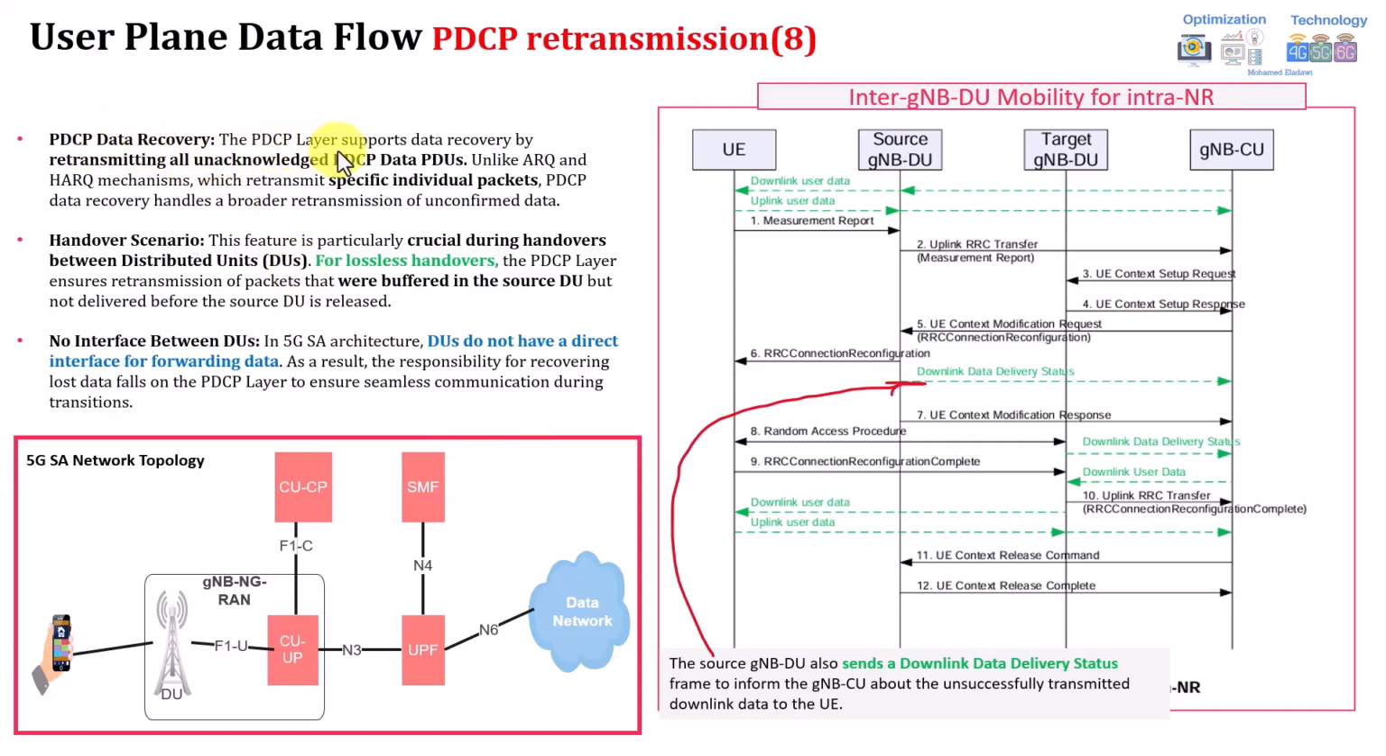In this case, PDCP will support data recovery by retransmitting all the unacknowledged PDCP data. All the packets which have not been acknowledged yet will be retransmitted. It's unlike, as I mentioned, the automatic repeat request and the HARQ mechanism, because both of them support retransmission for a specific lost packet, while this one will directly retransmit all the packets. This is needed for the lossless handover, because this supports the handover scenario.